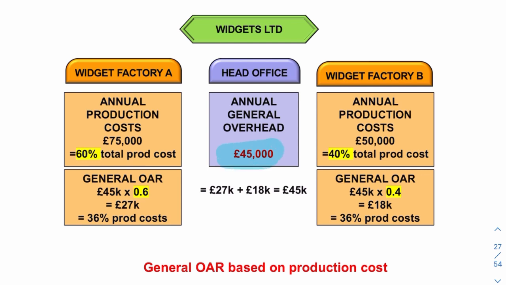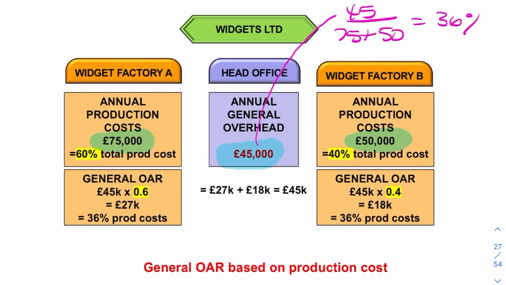So the head office costs the business £45,000. Factory A, say the Chinese factory, costs £75,000. Factory B in Brazil costs £50,000. So as a percentage, 45 out of 75 plus 50 is 36%. So the head office costs the business 36% of its total operational costs. So £36 out of every £100 that the company spends is spent on this head office.